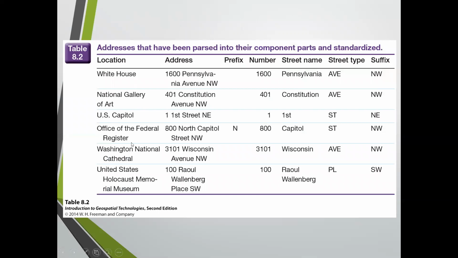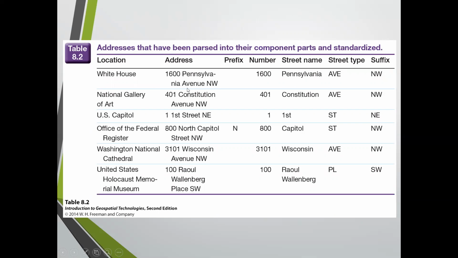So here's an example. If you're typing in 1600 Pennsylvania Avenue Northwest, what it does is it isolates 1600 and says this is a number. So that's standardized to number. The word Pennsylvania is the street name, so it parses that out and places that in this section. It recognizes that there is no prefix, so notice there's nothing here. Avenue gets standardized into AVE.